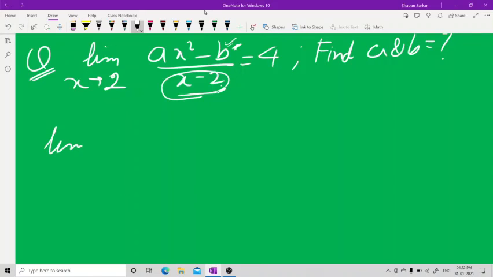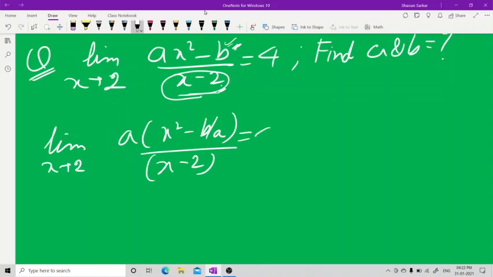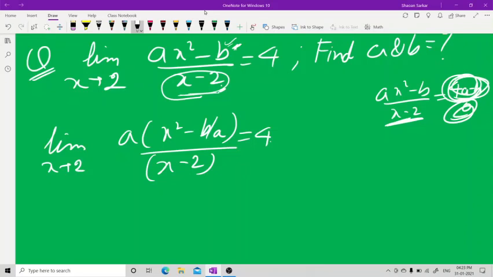See, limit x tending to 2, you take a out, x square minus b by a upon x minus 2 equal to 4. This is a trick. मेरा टारगेट है, अगर मैं यहाँ पे 2 पुट कर दिया तो कुछ भी ऊपर होगा 4a minus b by 0. This is not acceptable. इसको भी मुझे 0 बनाना पड़ेगा, ऊपर वाले को भी. तो इसलिए मैंने a को कॉमन लिया.